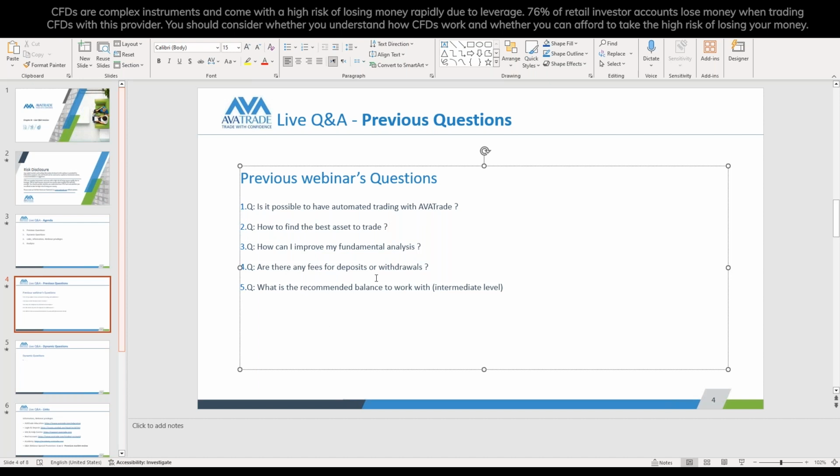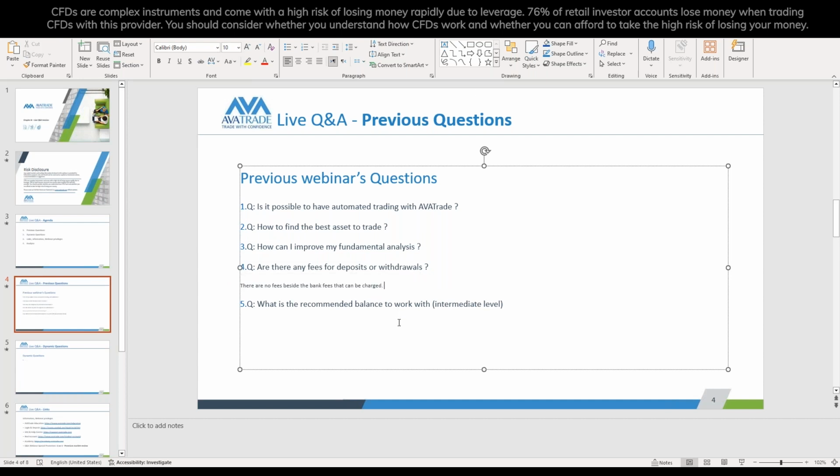How can I improve my fundamental analysis? That's easy and very interesting. Are there any fees for deposits or withdrawals? Well, there are no fees besides the bank fees that can be charged. But AvaTrade is not charging any fee, not as far as I'm concerned.